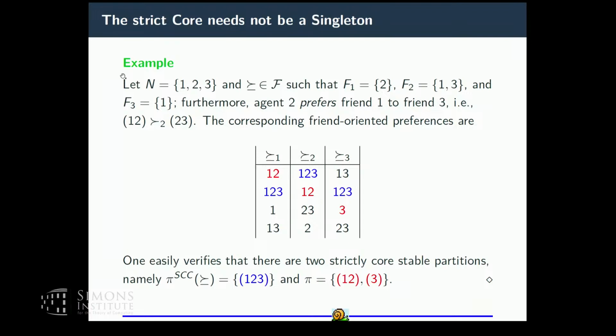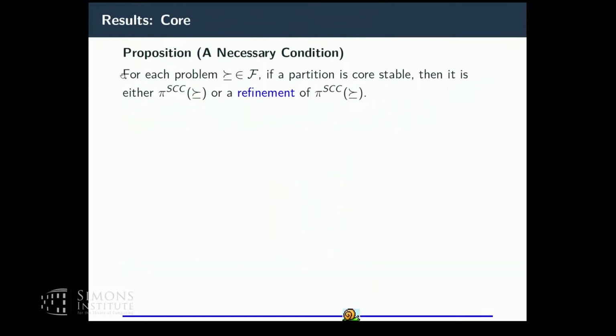But if you observe something here, you see that the second strict core partition is a refinement of the SCC partition. So it's taking the SCC partition and just splitting it into smaller pieces. And that is actually a structural result. It's a necessary condition that if a partition is core stable, not just strict core stable, then it has to be a refinement of the SCC partition. So we know a little bit about that.